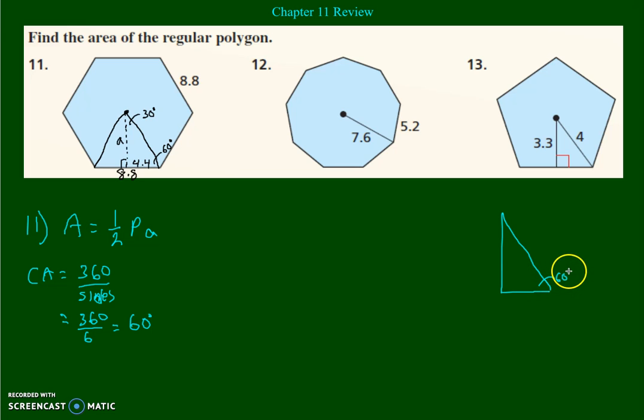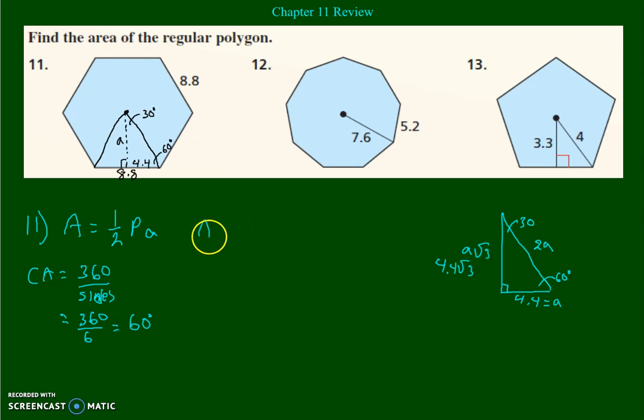I know that this is a 60-degree angle. This is 90. This is 4.4. And this is 30. Now I can go ahead and label my sides. I know that this is a, this is 2a, and this side is a square root of 3. So if this side is a square root of 3 and a is 4.4, then this height, the apothem, is simply 4.4 square root of 3. Now I have enough information to find my area.